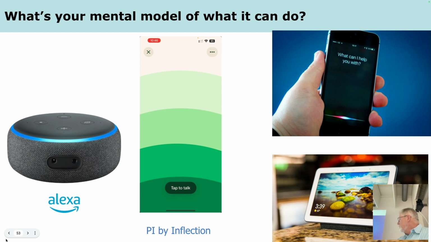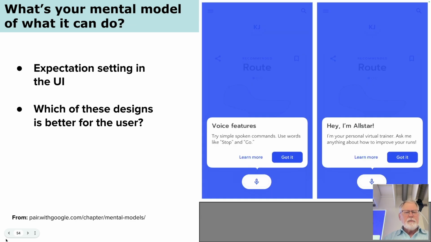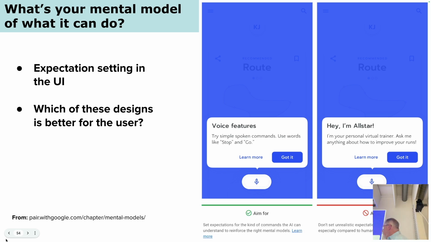So we have Alexa, we've got various UIs that you can speak to, we've got Siri, there's a bunch of them, right? So what we're trying to do here is set expectations. That is, tell you what the affordances are. And we've seen a version of this before. Which of these UIs do you prefer, right? Try simple spoken commands versus your version. Ask me anything about how to improve your runs. You know the answer to this, right? It's the one on the left. We like this one because it gives some examples. It's very straightforward. It doesn't overset your expectations. It's describing the affordances of the device.